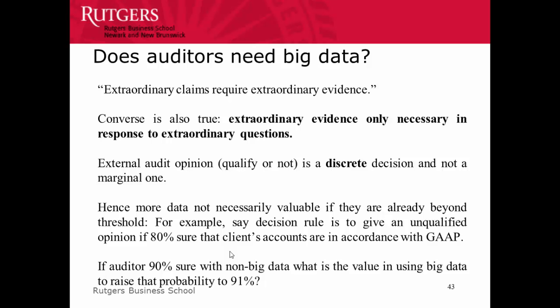For example, let's say the decision rule is to give an unqualified opinion if 90% sure that client accounts are in compliance with GAAP. If auditors, by using traditional, non-big data, are 90% sure that the client is in compliance with GAAP, then what is the value in using big data to raise that probability to 91%? You could say that it's more accurate, but how do you justify the cost of doing that?